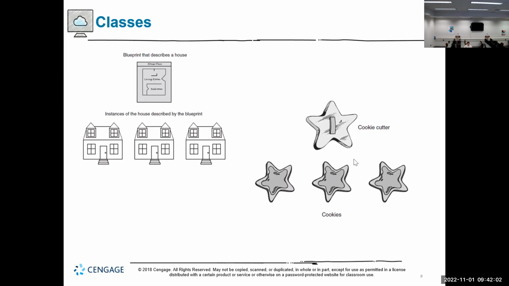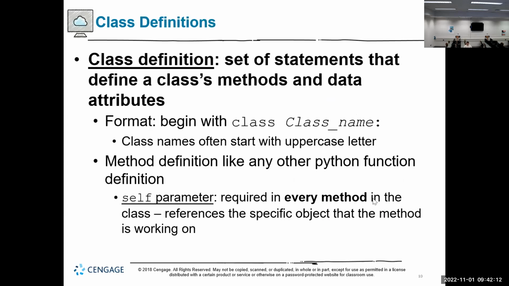It's the same with the blueprints of a house. You can use the blueprint to build one house, two houses, and a third house, and so on. Okay, so you understand about the class and you understand about the instance.